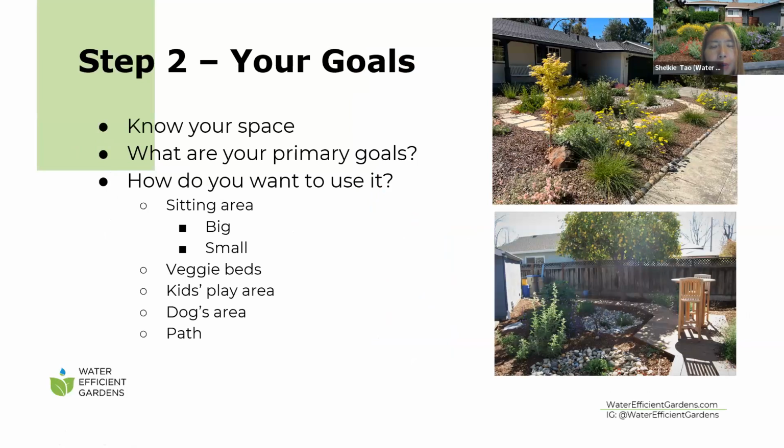After you know such basic information about your yard, then it's about you. What are your primary goals and how do you want to use the new landscape? For example, for this project, the homeowner wanted a beautiful garden to add curb appeal. He also wanted to be able to walk around his garden, so having a wide path was important. That dictates how we design this garden.